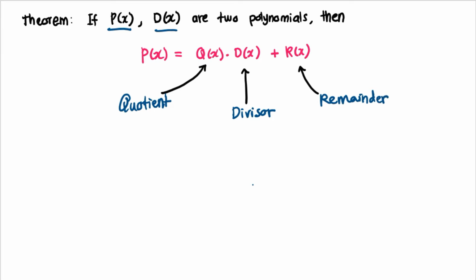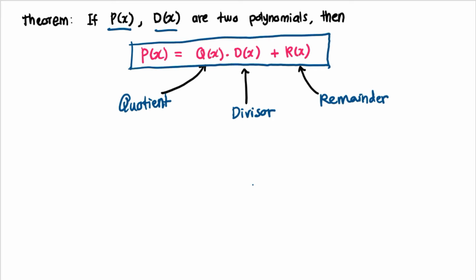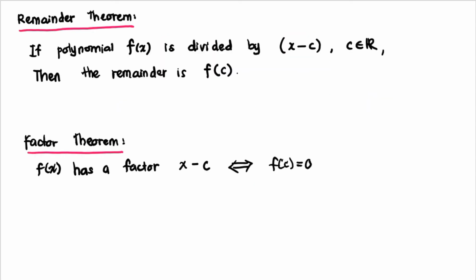Maybe you're wondering when we will use this p(x) equal to q(x) d(x) plus r(x). We'll see that after this. We have another theorem called the remainder theorem. If we have the polynomial f(x), when it is divided by x minus c, the remainder is given by f(c), where c is a real number.